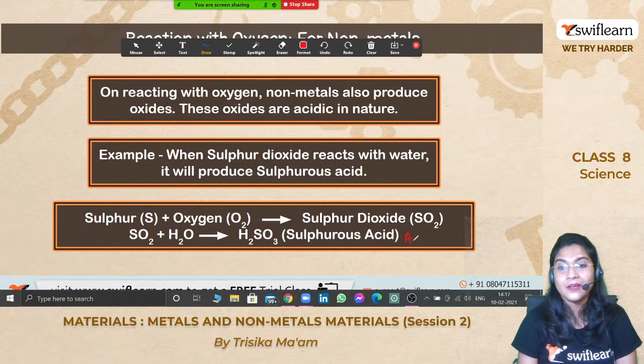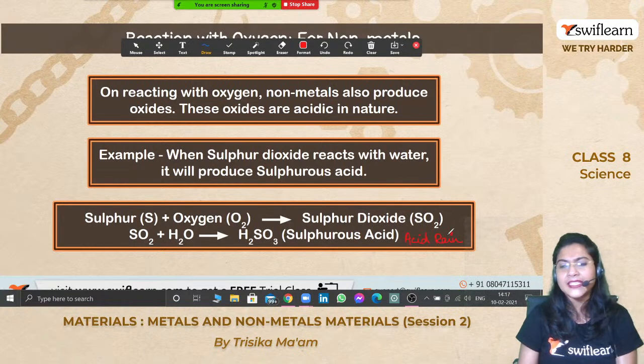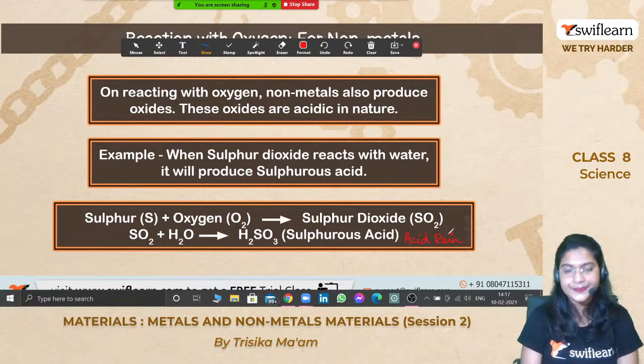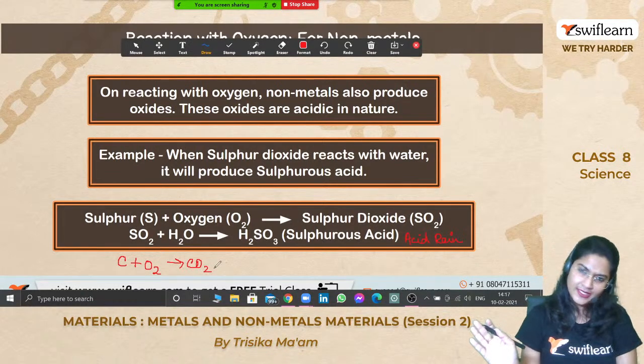Hannah, you have studied about the acid rain, right? Yes, very good. Can you give me any other example like this? Another acid which is also found in the acid rain, carbon, right? Carbonic acid. So, carbon when it reacts with oxygen, they form the carbon dioxide. Very simple, we know this, right?